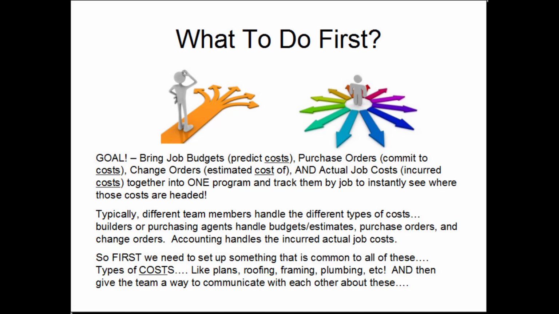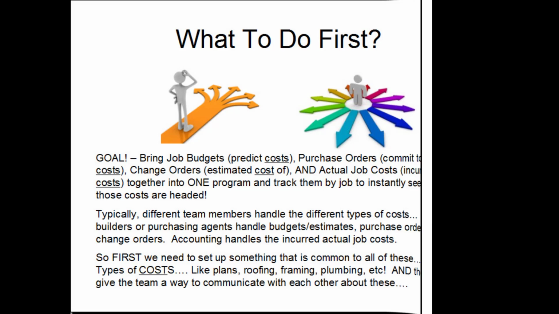Since I wanted to bring all of that together in order to monitor job costs, I realized first of all that the common word for all of those tasks is the word cost. Those costs can be for different things like plans, roofing, framing, plumbing, etc., or in other words, job costs. So the first thing I needed to do was set up something we could use to mark what those costs were for in each of those job costs areas. Let's go take a look at what that's all about and what we ended up using.